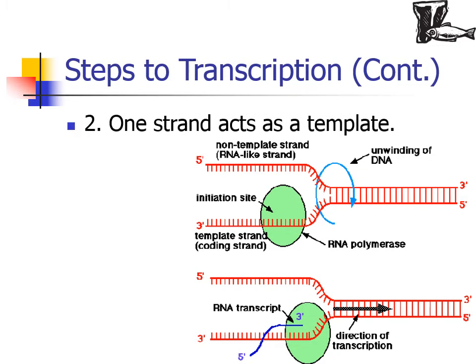Step 2, one of the DNA strands acts as a template, so it is known as the template strand. So you can see in the picture, you have the initiation site by the promoter. The DNA is being unwound, and this new enzyme called RNA polymerase is attaching to the DNA and is actually making the messenger RNA.